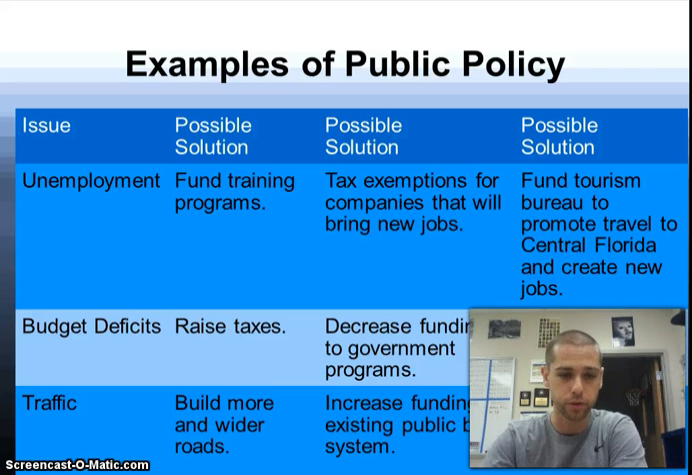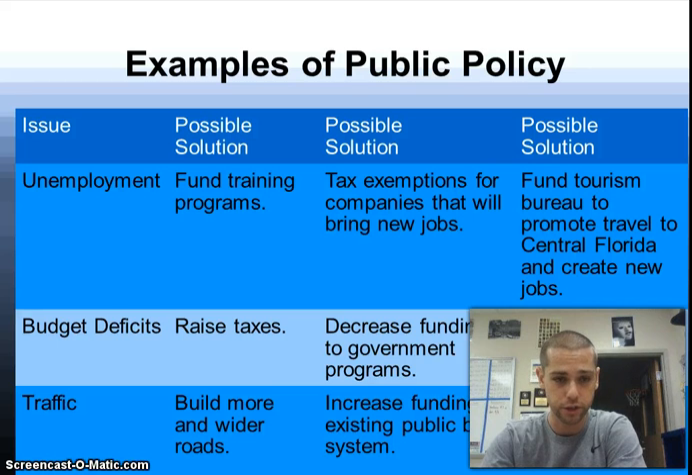Our next potential issue is budget deficit, which means you don't have enough money for your budget. Our first possible solution is to raise taxes. If that's where our money's coming from, let's create more of it. Our next solution is to decrease the funding that we're going to be spending our money on so we don't need any more money. And the third solution is to do both, raise the taxes and decrease funding.